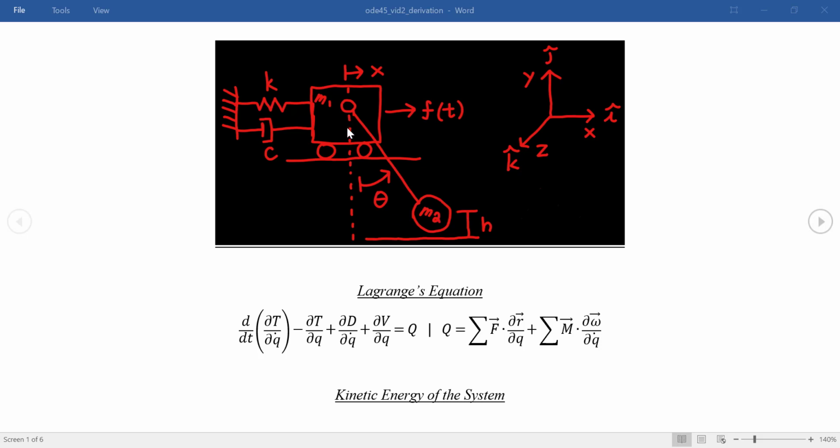For anyone who might get confused, the velocity vector for mass 2 makes an angle with the horizontal, not the vertical. This angle over here, theta, is with the vertical. However, the velocity will be perpendicular to this pendulum bar. So the velocity is going this way, and the angle that it sees would be with the horizontal.